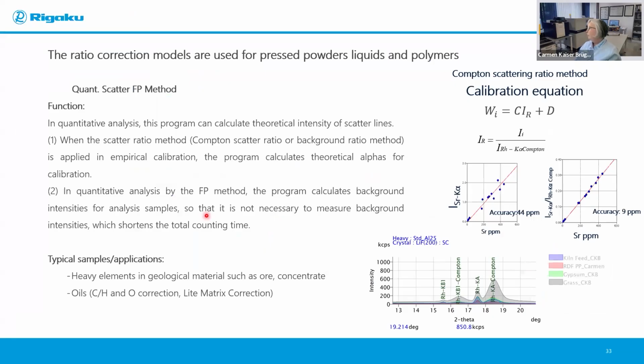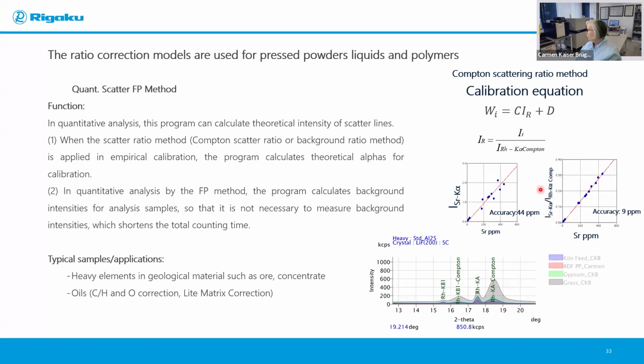So let's talk a little bit about how effective the quantitative scattering ratio correction model is. Here you can see that if we measure the rhodium K alpha Compton line, we can improve the accuracy, because originally the calibration plot would look like a starry night, which is very much what happens with pressed powders. The only way to improve this is to do what we call a matrix correction, and it's called the ratio correction model. Each and every standard is measured for its Compton line.